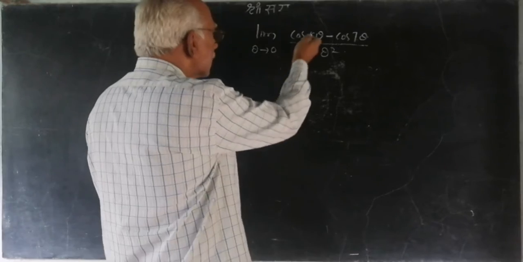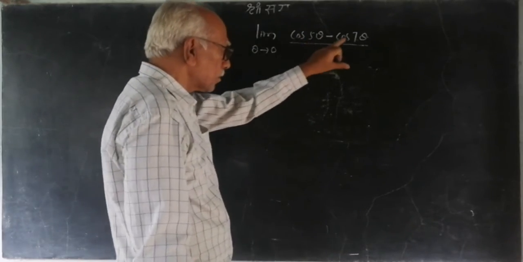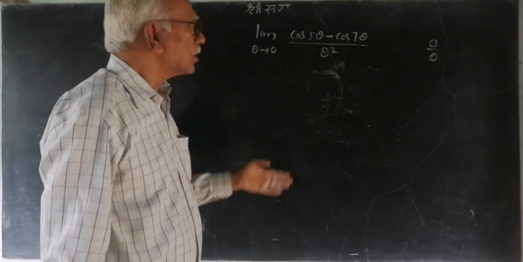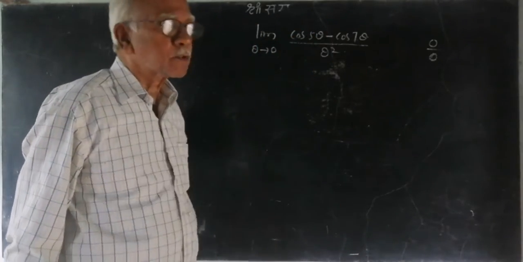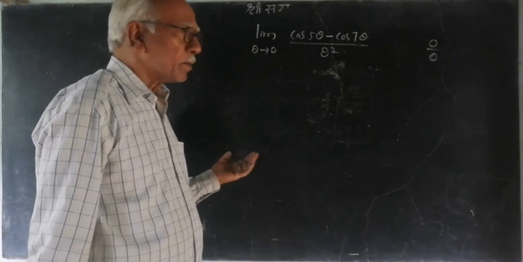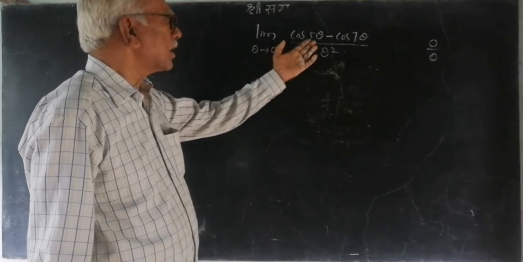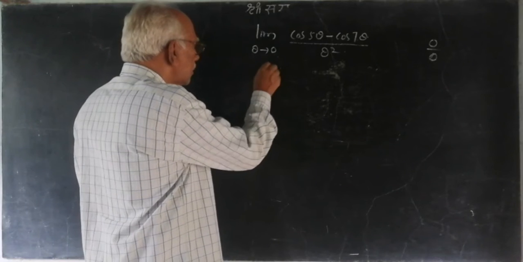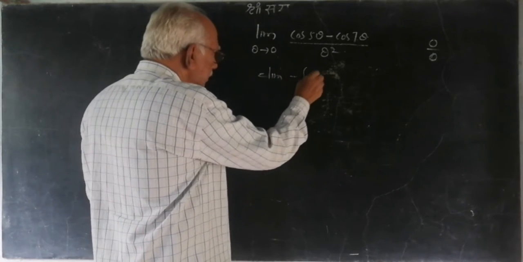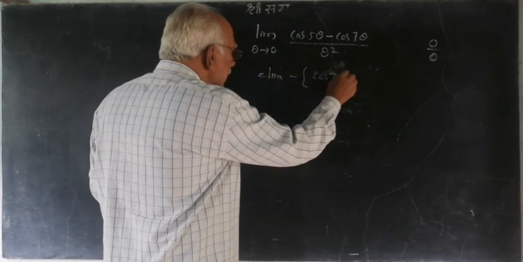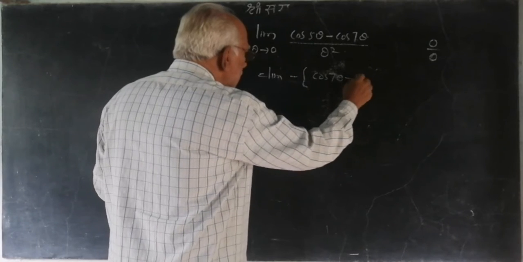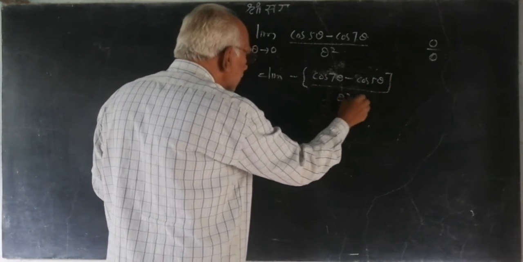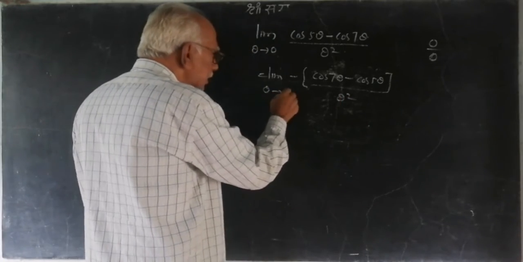If you put theta equal to 0 here, it will be 1 minus 1, which is 0, and the denominator is also 0. So what is this form? It is cos A minus cos B. If you feel that this is small and this is big, you can interchange also. Minus into bracket, we can write it as cos 7 theta minus cos 5 theta divided by theta square as theta tends to 0.